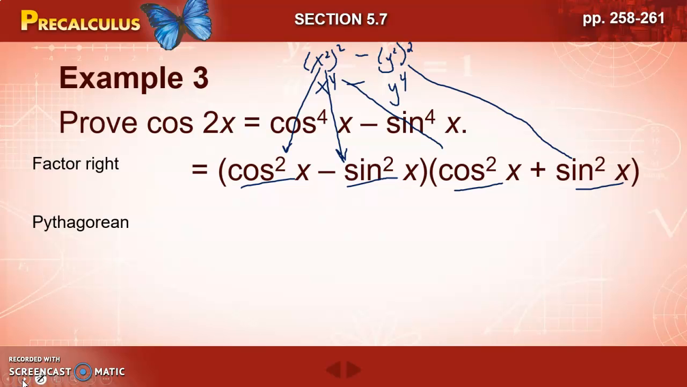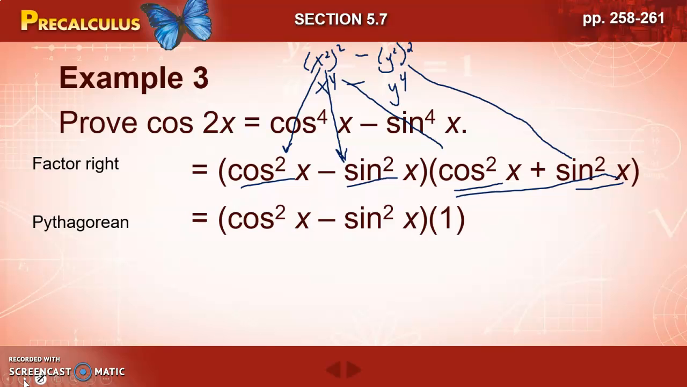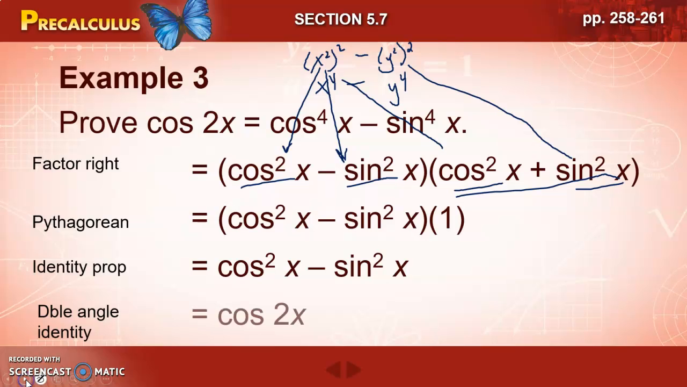Okay, once we have factored that, we can apply the Pythagorean theorem, because we know that cosine squared plus sine squared is 1. That leaves us with cosine squared x minus sine squared x, because when we multiply that by 1, we're just left with cosine squared x minus sine squared x. Then we're going to apply the double angle identity for cosine. If you remember our double angle identities, we said that cosine of 2x is the same thing as cosine squared x minus sine squared x. So we can apply the double angle identity and just rewrite that as cosine 2x.